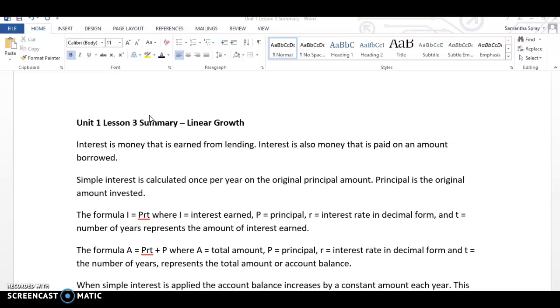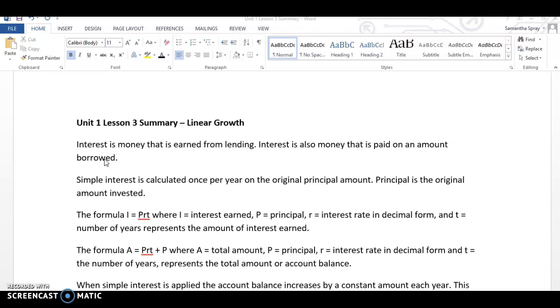Interest is money that is earned from lending. It's also money that is paid on an amount borrowed. Simple interest is calculated once per year on the original principal amount. The principal is the original amount invested. So the formula is I equals PRT, where I is the interest earned, P is the principal, R is the interest rate, and T is the number of years.